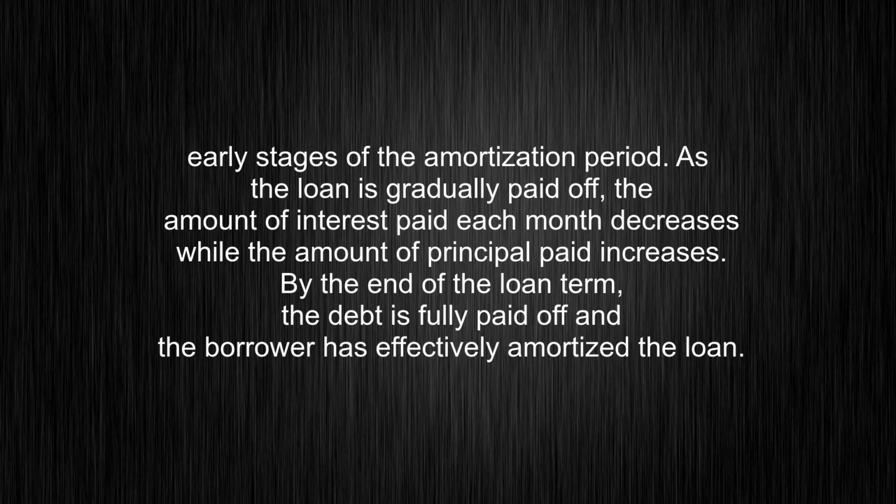As the loan is gradually paid off, the amount of interest paid each month decreases while the amount of principal paid increases. By the end of the loan term, the debt is fully paid off and the borrower has effectively amortized the loan.